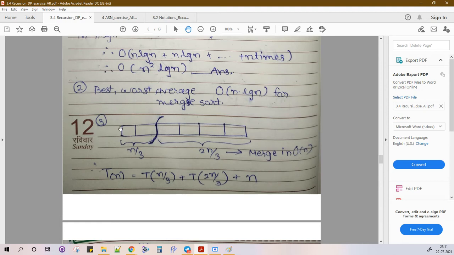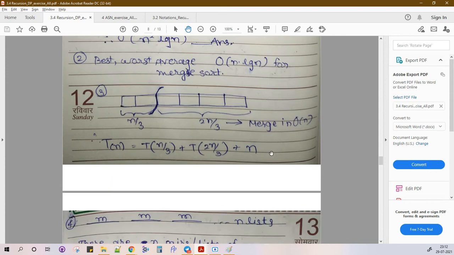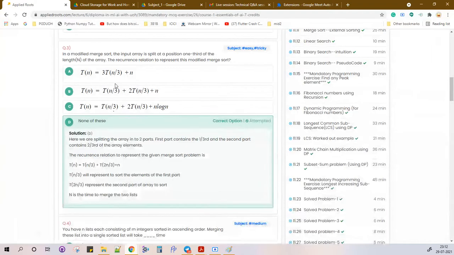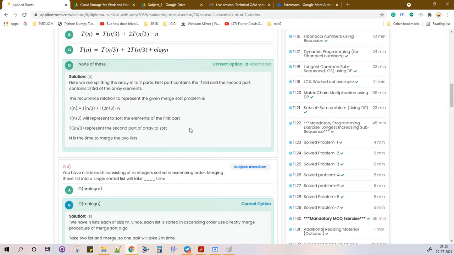What is the time complexity of merging? It is order of n, because at any stage the merging time would be order of n only. We have those two loops, and in order of n it is able to merge them. So the answer is T of n by 3 plus T of 2n by 3 plus n, and I guess it is not there in any option, so it is none of these.